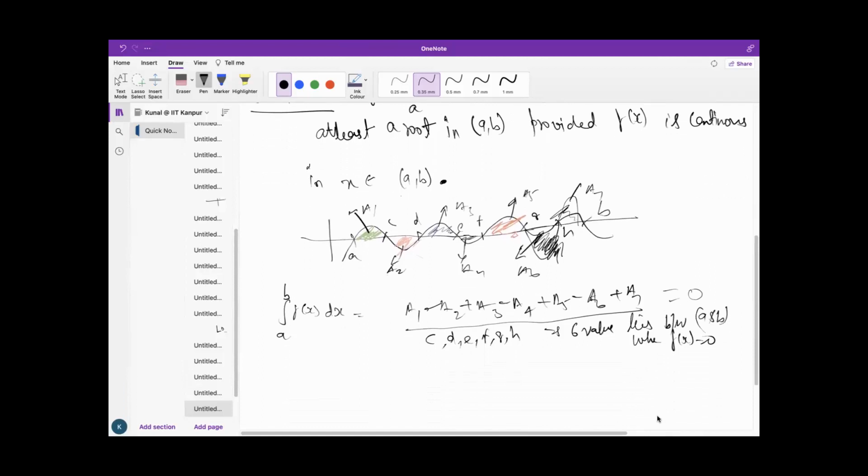There are 6 values like C, D, E, F, G, H where the f(x) value is 0. So what's our conclusion? There lies at least one value between A and B where f(x) will be 0. So our conclusion remains valid here. I hope you all understand what I'm trying to say. There lies the 6th value, right? If we draw the graph of f(x) in such a way, let me make it clear, then you will all understand. Okay, so let me write it clearly.